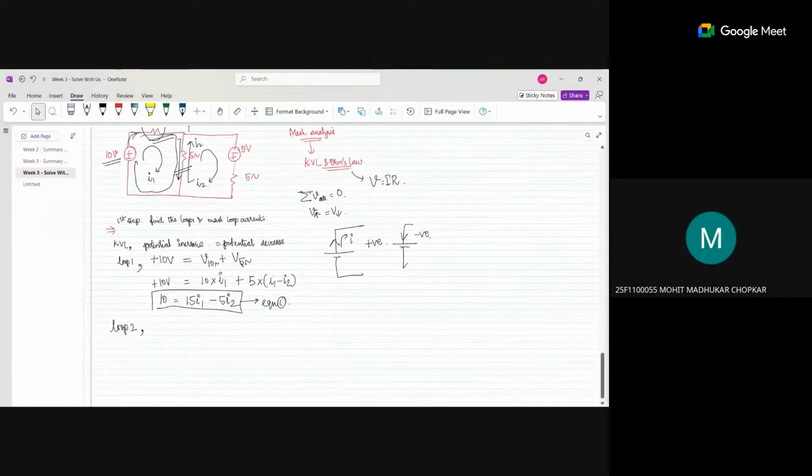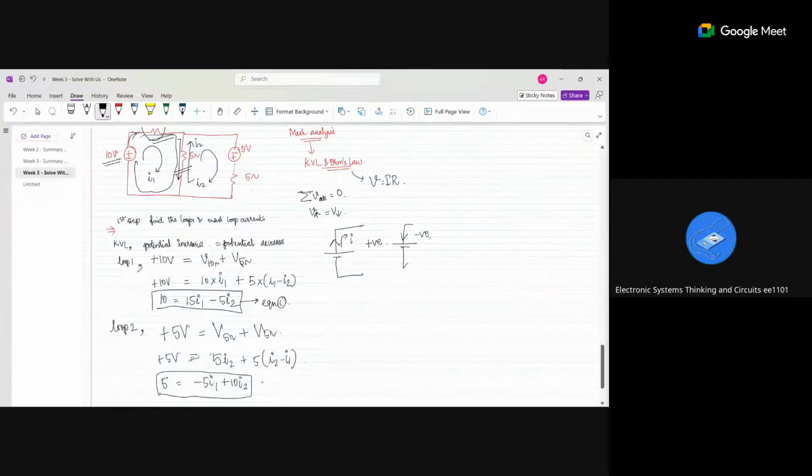Leaving from positive, the potential is plus 5 volts, right? Why do you say minus 5? Because of the 5 ohm resistance there, it will consume the power, so it is minus. The voltage will be dropped only, right? So on this side the potential decreases: 5 I2 plus 5 I2 minus I1, right? So my equation will become 5 is equal to minus 5 I1 plus 10 I2.